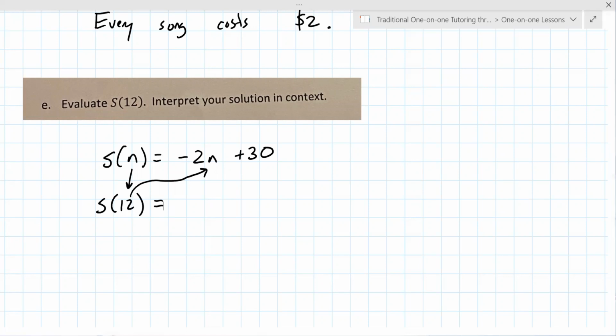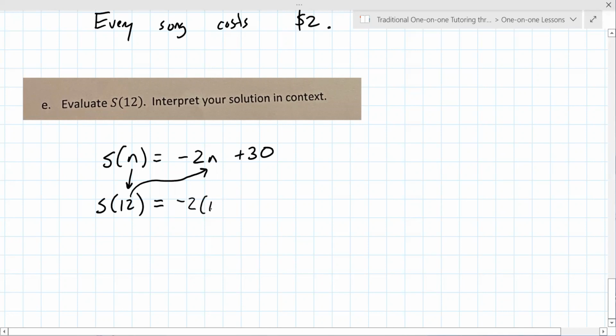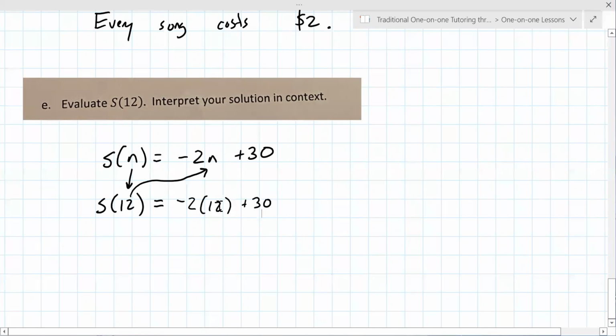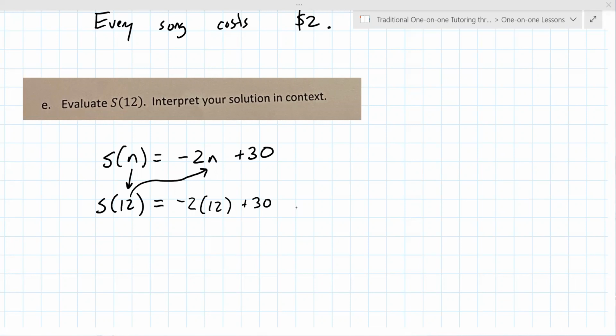Whatever is in parentheses goes in for n. It's substituted in for n. So you're doing -2 times 12 plus 30. That's -24 plus 30, right? Yes, 6.